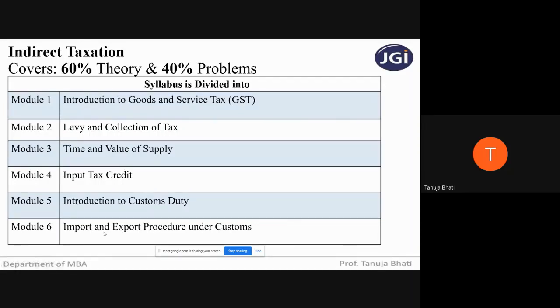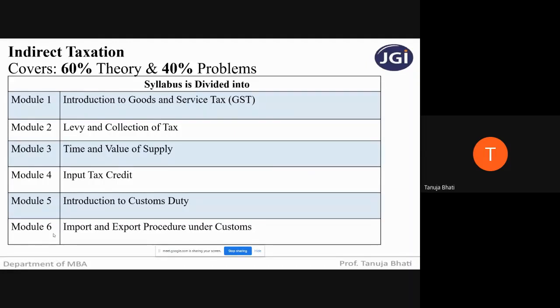Module number 6 is import and export procedures under customs. Under this, we will get to know the different procedures when we are importing or exporting any goods and baggage, and the allowances that are given by the government in respect of import and export. So these are the several modules that we will be studying under indirect taxation. As you can see, modules 1 to 4 are totally related to GST, whereas modules 5 and 6 are related to customs duty.